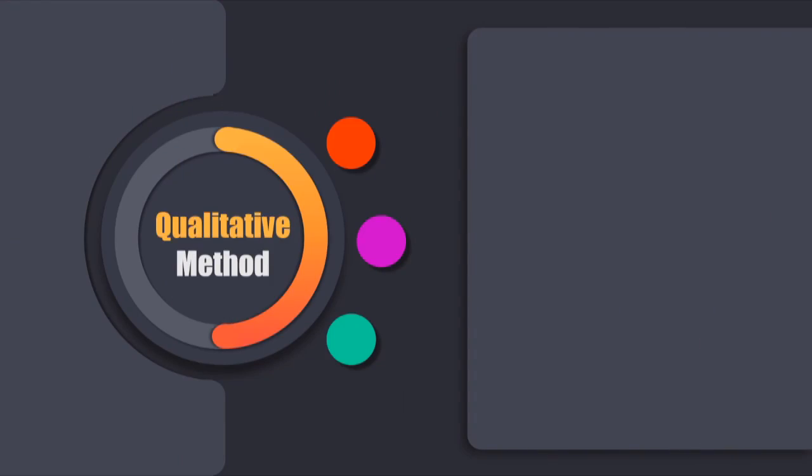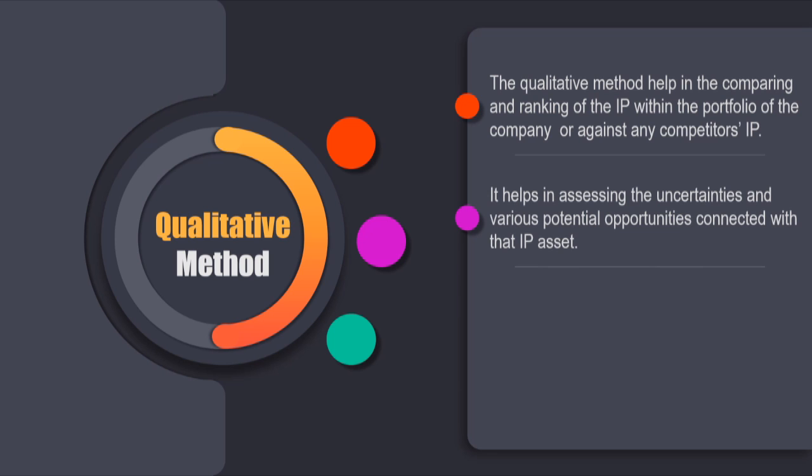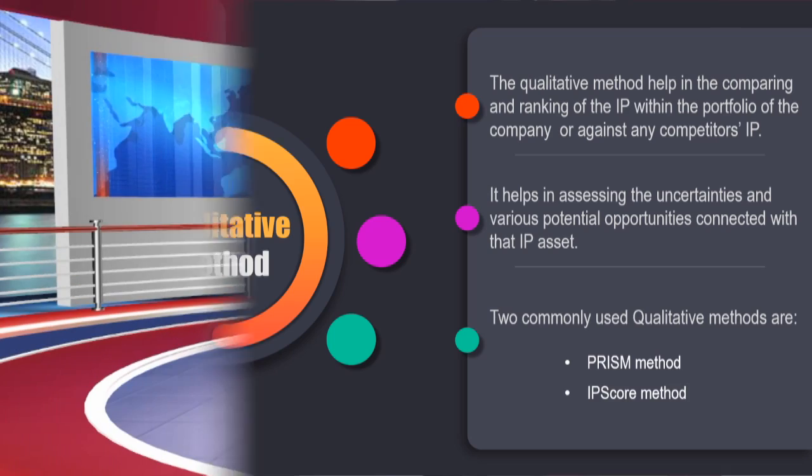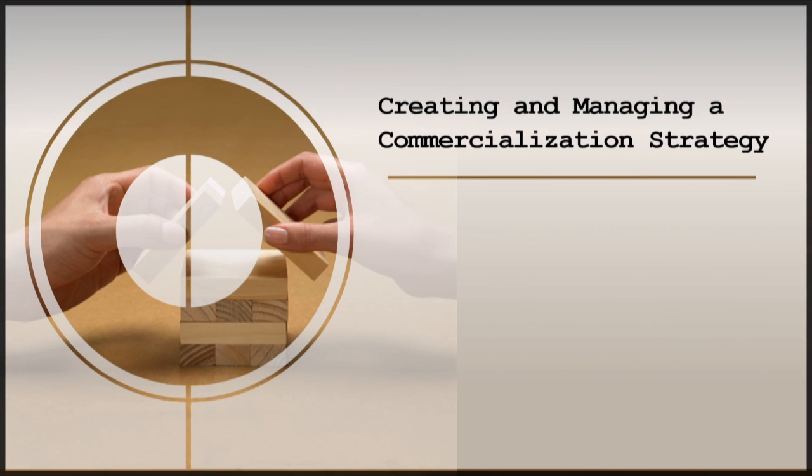Now, the second technique which is used for IP valuation is the qualitative method. The qualitative method helps in the comparing and ranking of the IP within the portfolio of the company or against any competitor's IP. It helps in assessing the uncertainties and various opportunities connected with that particular IP asset. Two commonly used qualitative methods are PRISM method and IP score method. Now, learners, let us move forward and understand what we mean by creating and managing a commercial strategy.